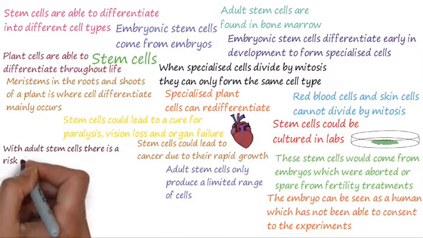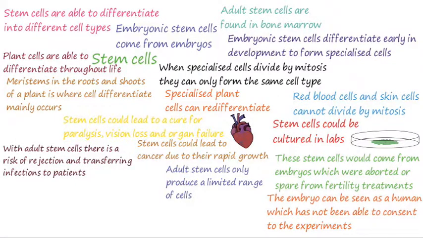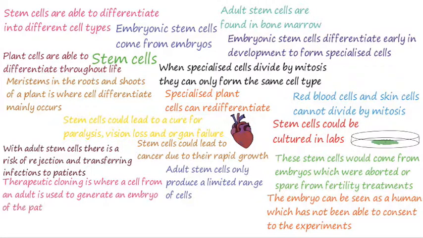Embryonic stem cells are preferred to adult stem cells because of the limited range of cells produced by adult stem cells. Also, with adult stem cells there is a risk of infection being transferred to patients, and the fact that the patient may have to take immunosuppressants to avoid rejection. Despite this, there has been limited success with adult stem cells, including treating heart disease.